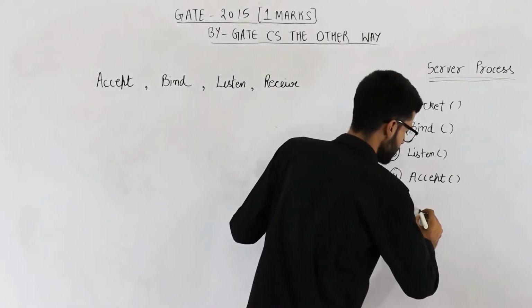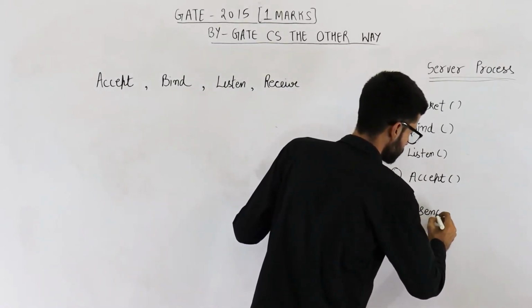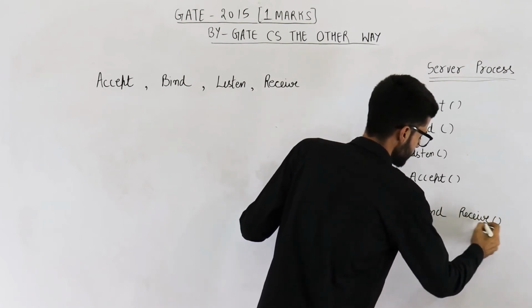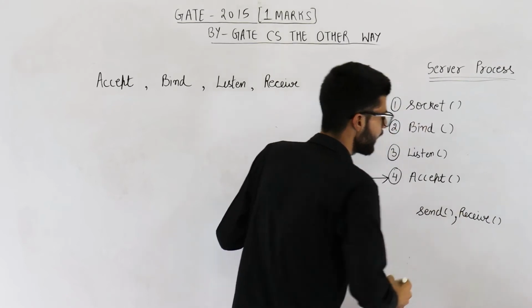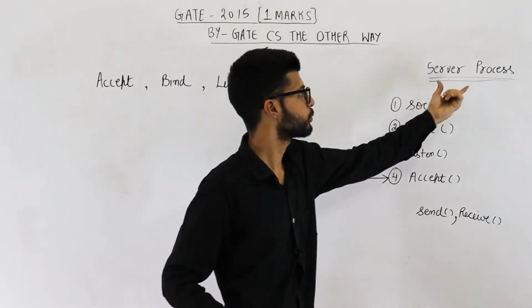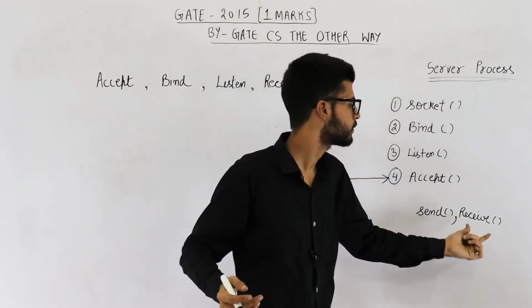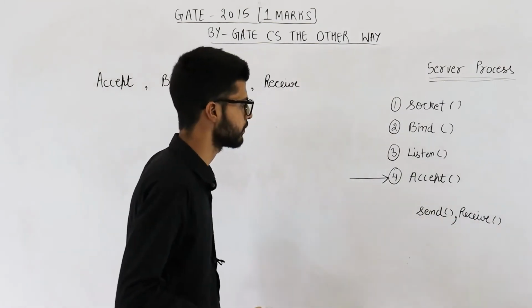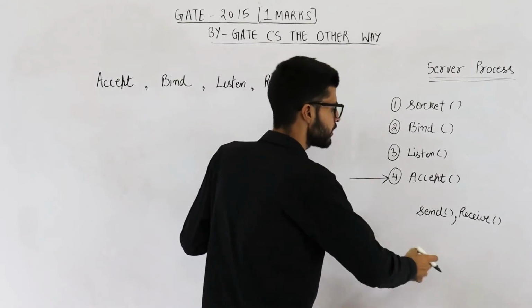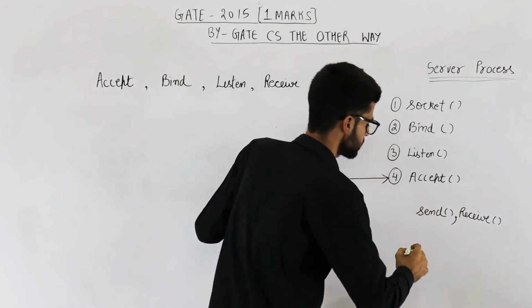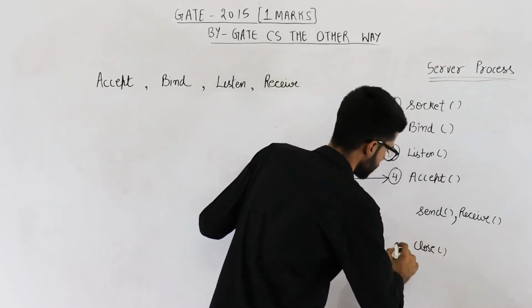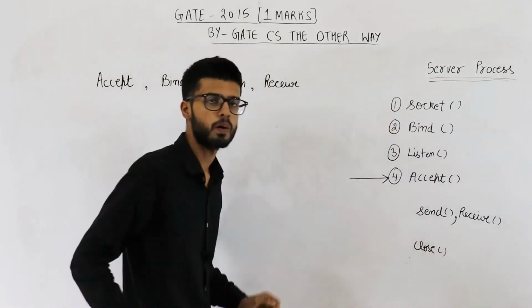After this, we can execute send and receive any number of times and in any order. So if this process wants to receive some data, it will execute receive, and in parallel it can execute send for sending some data. And they can be done hundreds of times. After this, we will close this connection using the close system call. So this is the order.